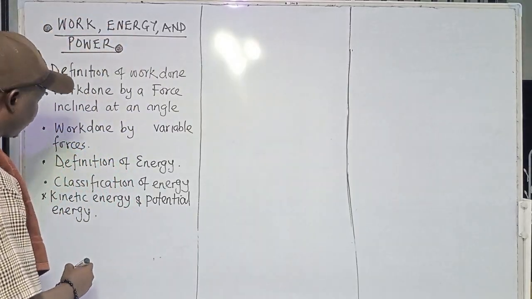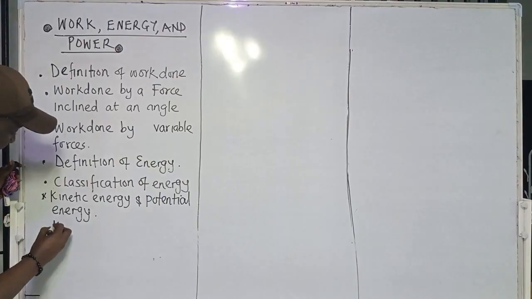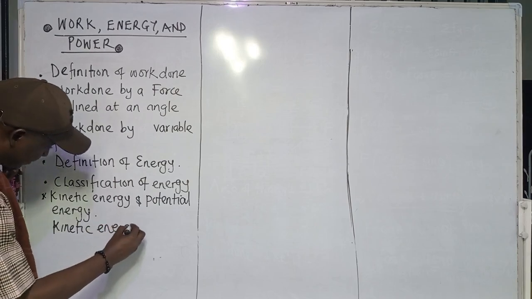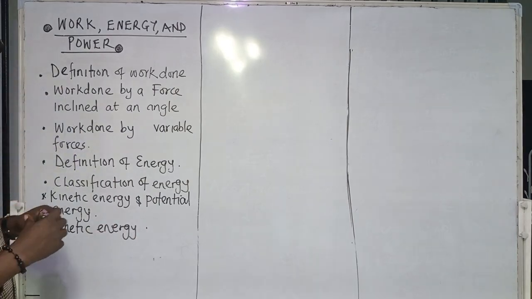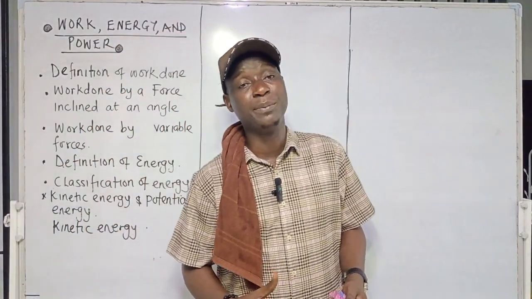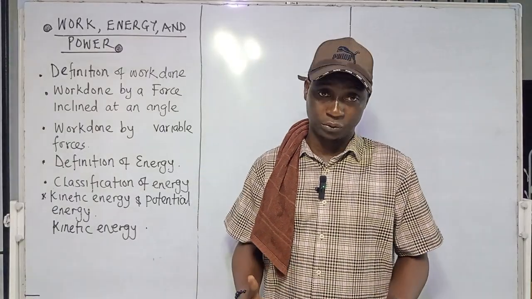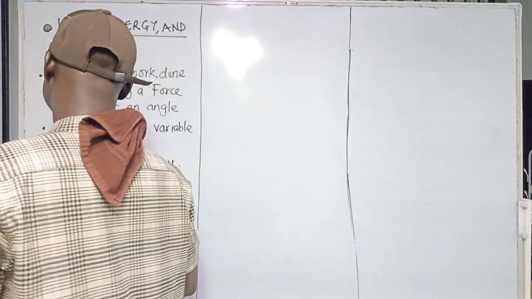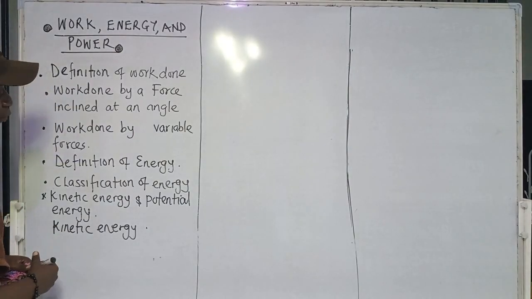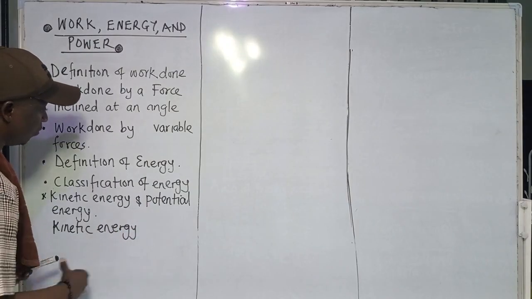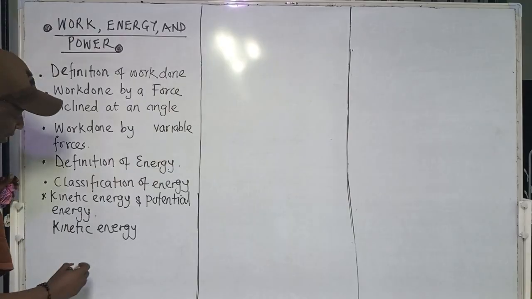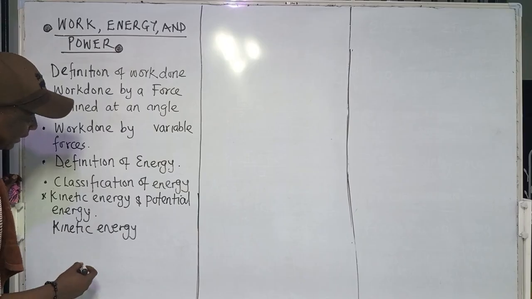Now, the next thing to discuss under classification of energies is kinetic energy. So what is kinetic energy? Kinetic energy is the energy possessed when a body is in motion. That means when a body is in motion with a particular velocity, the energy it possesses is what we call kinetic energy.